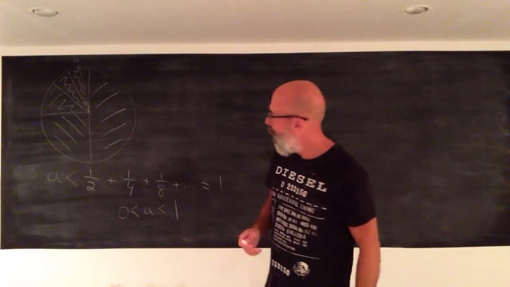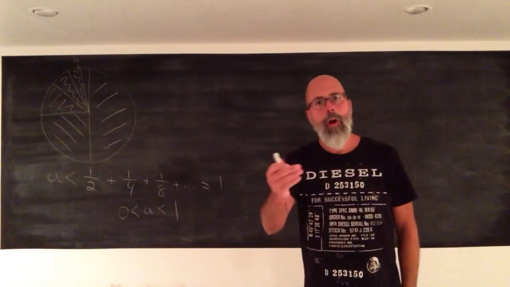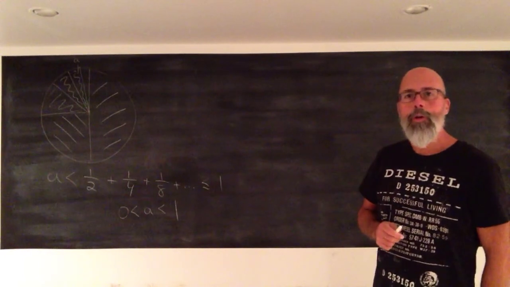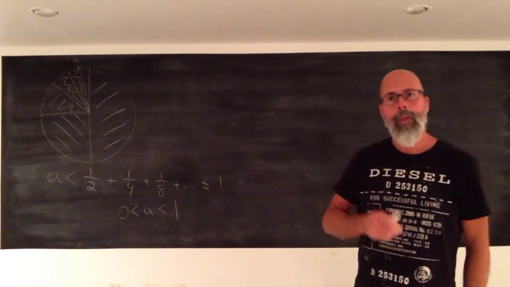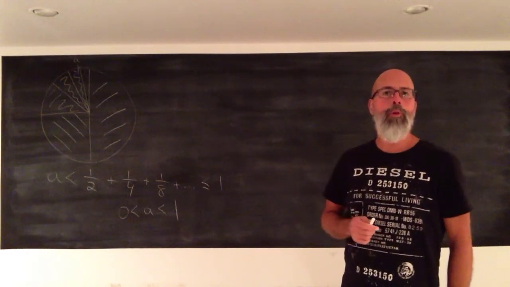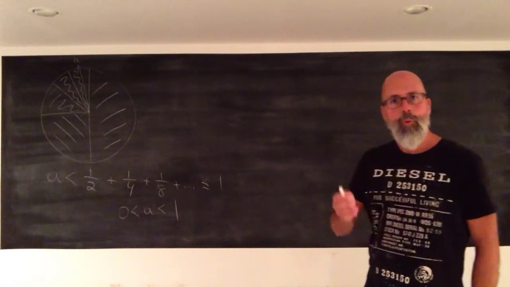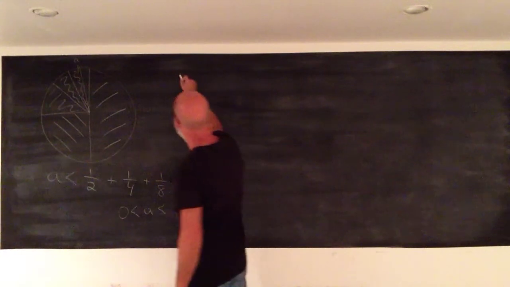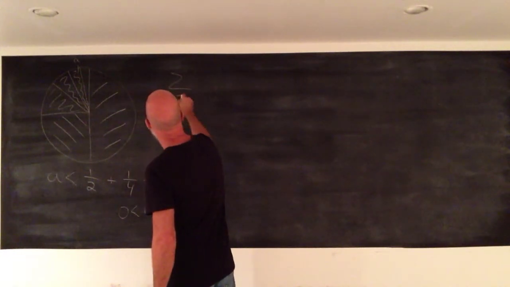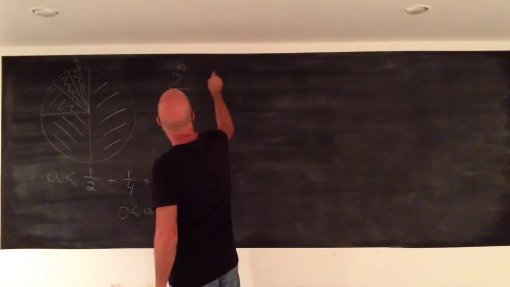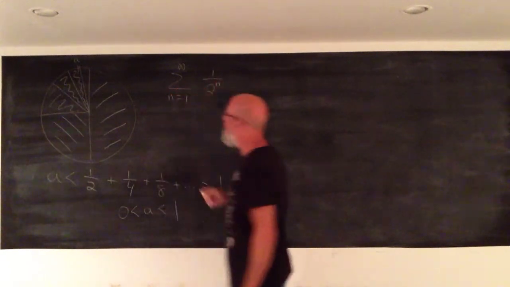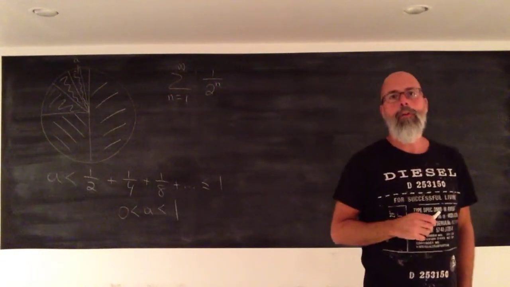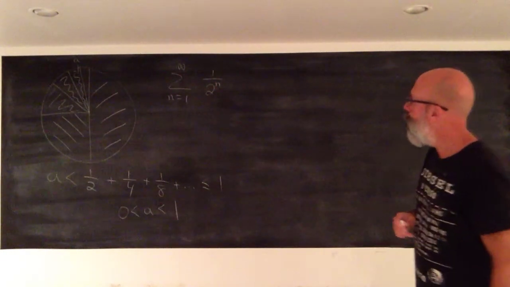What do series look like? Series are infinite sums. We've already introduced notation for sums. If you think back to Riemann sums, we introduced the sigma notation. So series, let's take an example. This is an example of the notation in use.